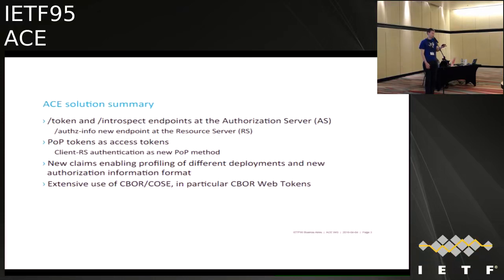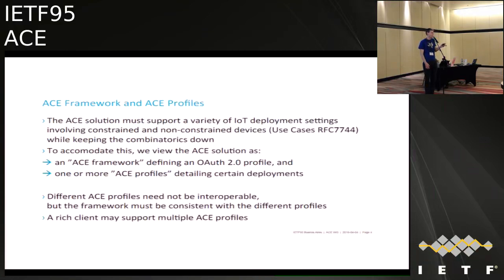So this slide is going to show you the high level problem statement and solution that we are working on. If you look at the variety of Internet of Things deployments, there's a difficulty in trying to grasp what scope we should use, what the scope of the problems is that we are going to address. And we also have this use case document, which is illustrating the large variety of different settings. The way we do this is that an ACE solution consists of a framework, which essentially is this OAuth profile, and it consists of one or more ACE profiles detailing certain deployments.